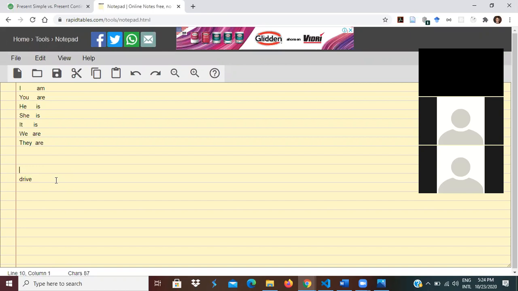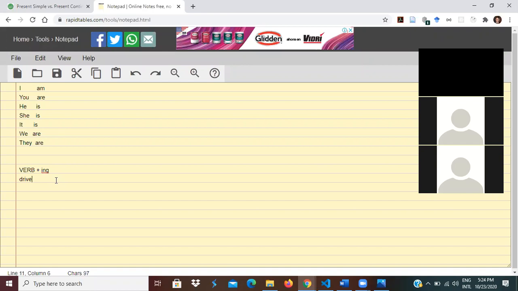I'm going to place something here. Okay. Example, drive, right? So the rule says that to all the verbs in the present continuous, I will add ing.